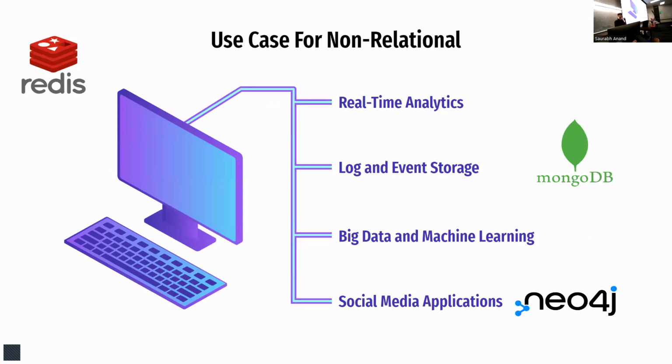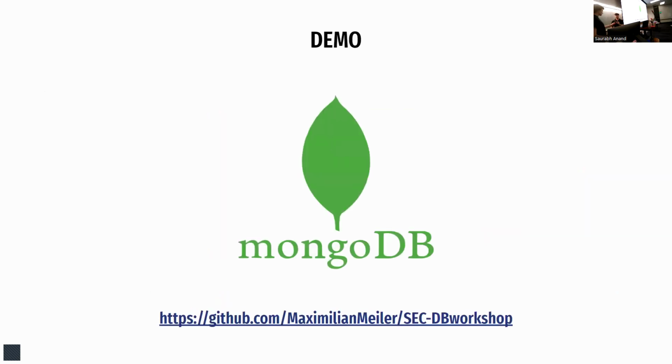Also, some use cases for non-relational database are real-time analytics, as well as log and event storage, big data and machine learning that likes to take unstructured data, as well as social media applications with graph databases that show high-level following and follower relationships. And now it's time for the demo.